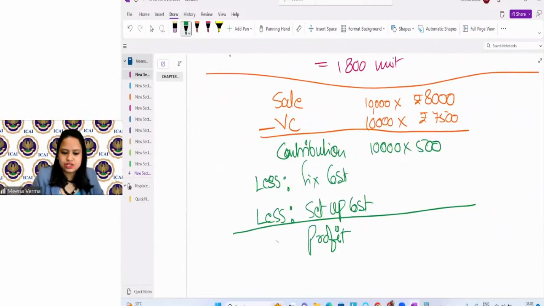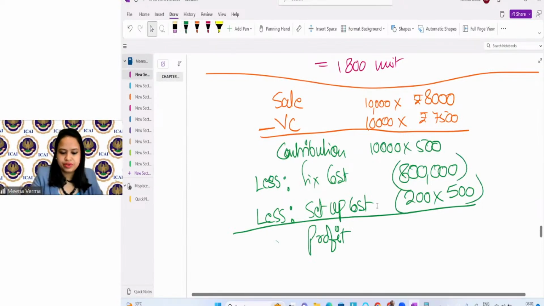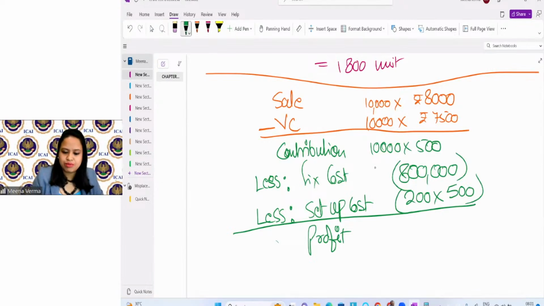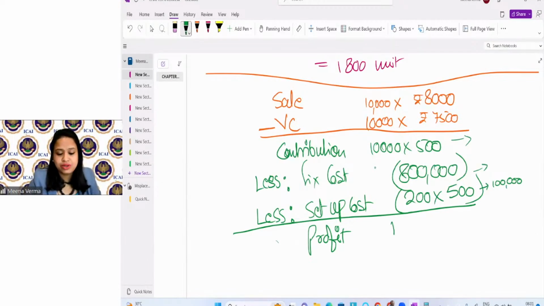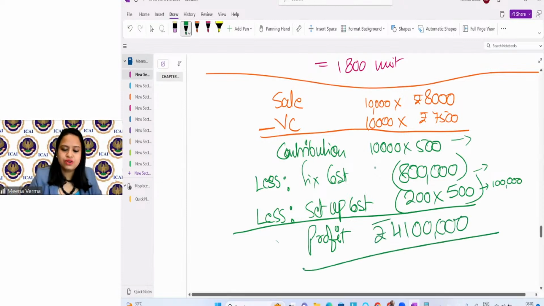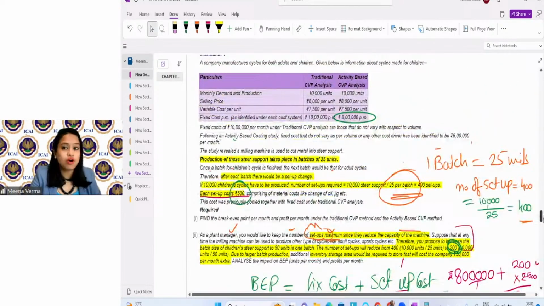So total fixed cost is your 8 lakh. The number of setups is 200. Setup cost for each setup is 500. Just subtract them and you will get the profit. You will see this value is coming as 1 lakh. This is 8 lakh, and this is 50 lakh. So 50 lakh minus 9 lakh will be 41 lakh. Right? So in this way, you can find the break-even point and contribution or profit.